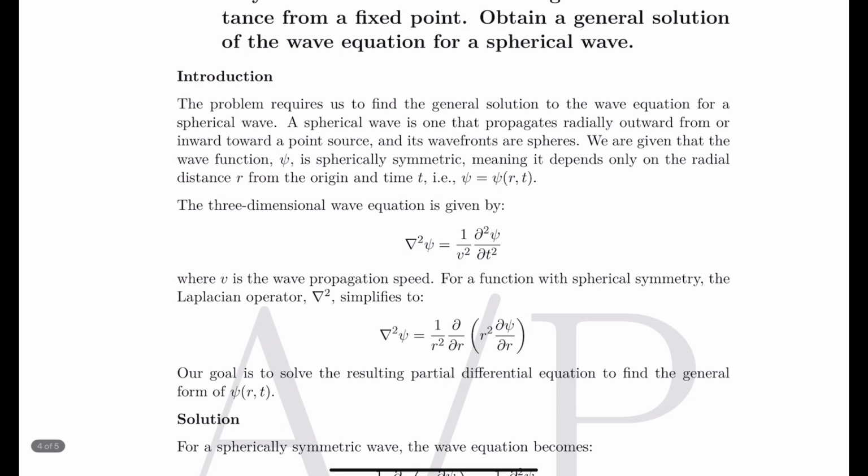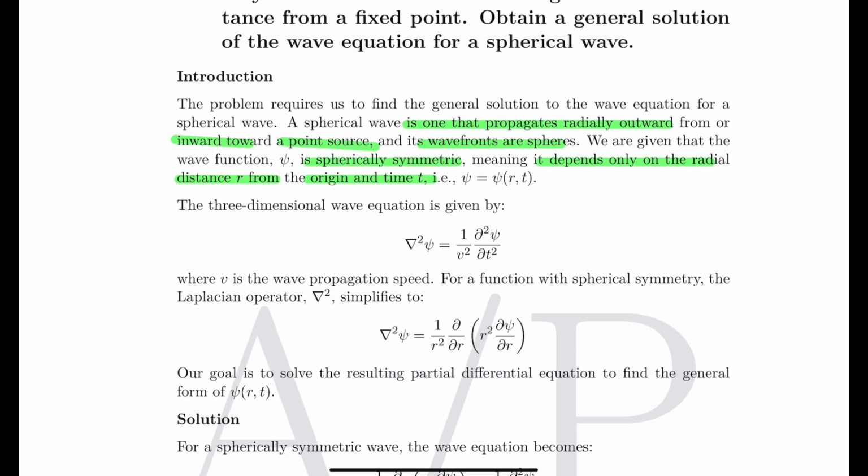The problem requires us to find the general solution to the wave equation for a spherical wave. A spherical wave is one that travels radially outward or inward from a point source, and obviously its wave fronts are spheres. We are given that the wave function phi is spherically symmetric, meaning it depends only on the radial distance r from the origin and the time t.